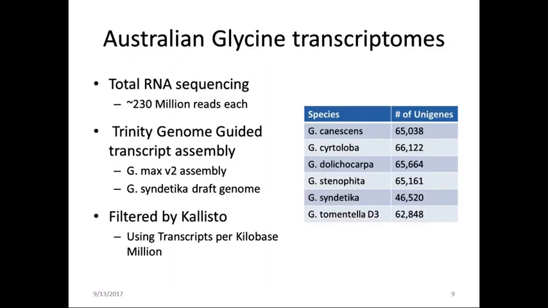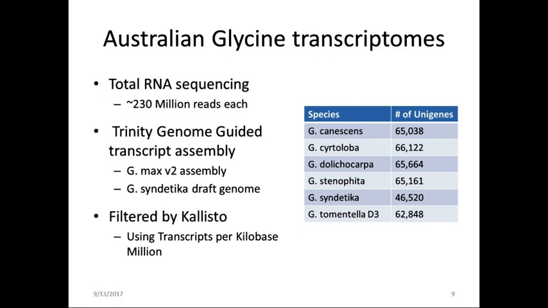Through the sequencing, we used Illumina sequencing here at Iowa State University. For each species, we got about 230 million paired-end sequence reads. We decided to use the Trinity genome-guided transcriptome assembly. We used the Glycine max version 2 assembly and also the Syndetika draft genome assembly as the genomes to guide these transcriptomes. Then, of course, we had to filter this, because we know from RNA-seq research that sometimes you do get some chimeric sequence reads, so you need to filter those out.